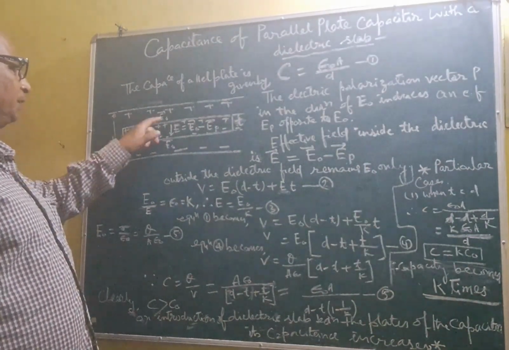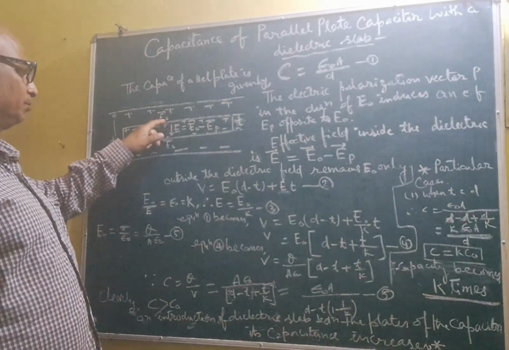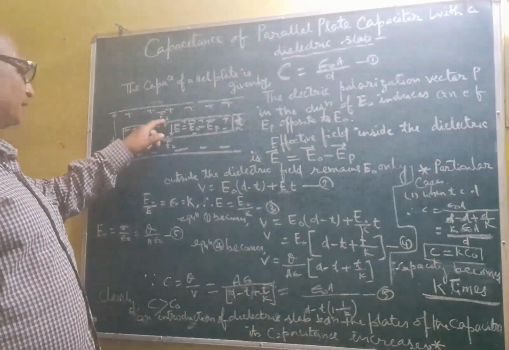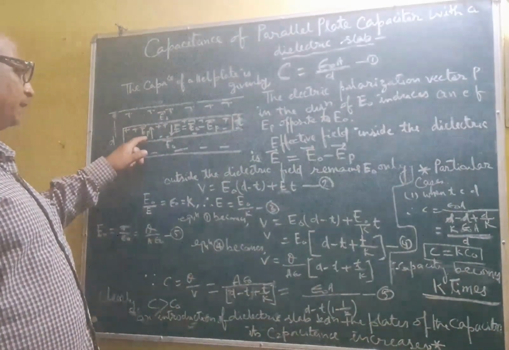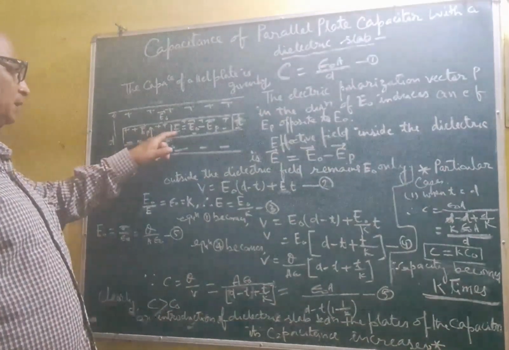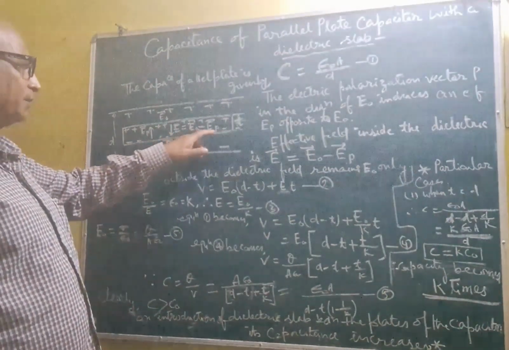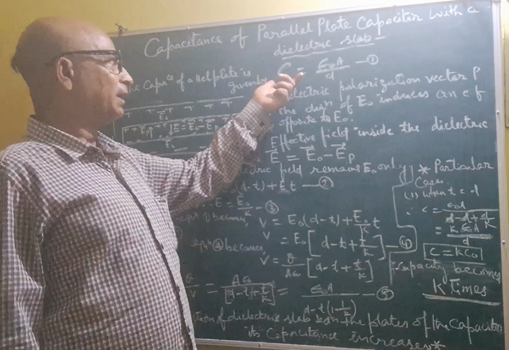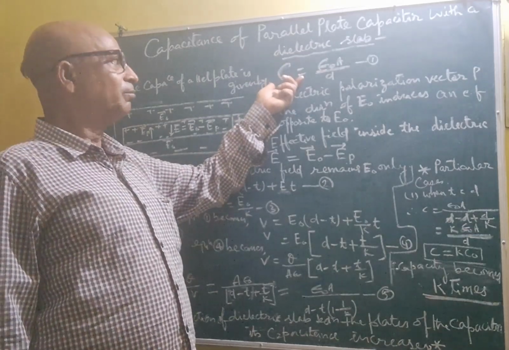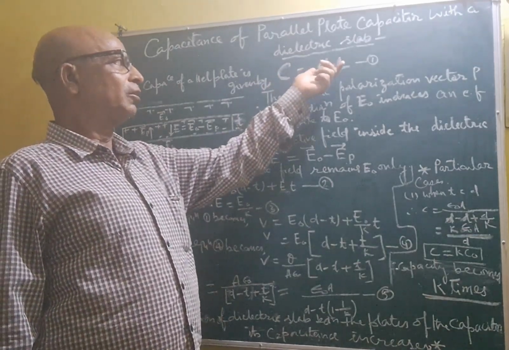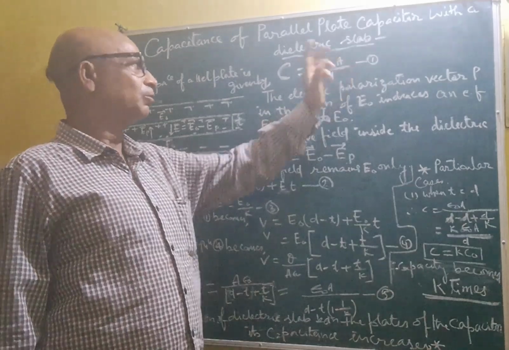So here the electric field E0 is outside the dielectric slab. Ep is the polarization vector, and E is equal to E0 minus Ep. So here the capacitance of the parallel plate capacitor is given by the formula epsilon naught A by d. This is equation number 1.